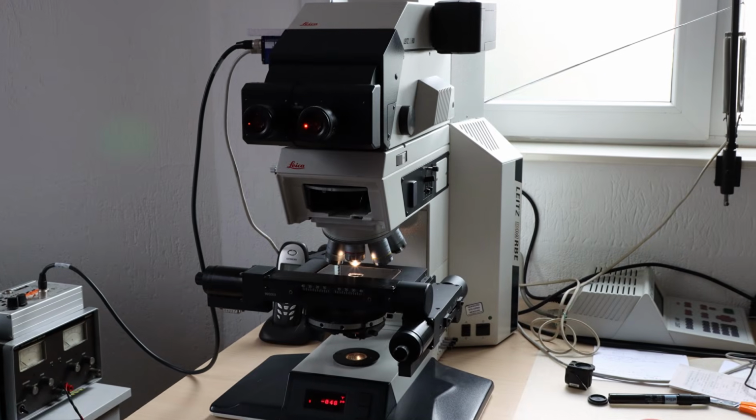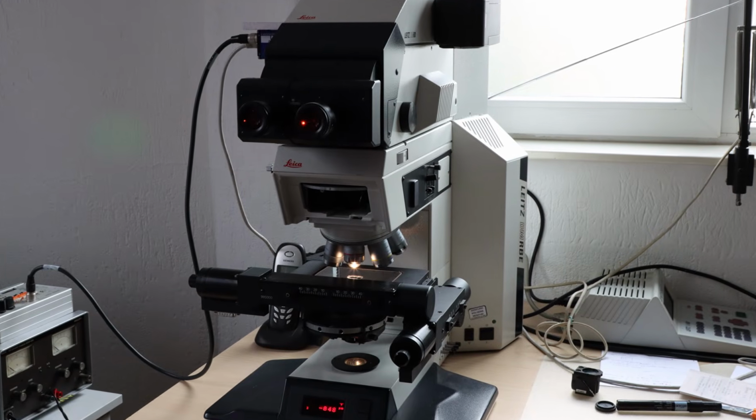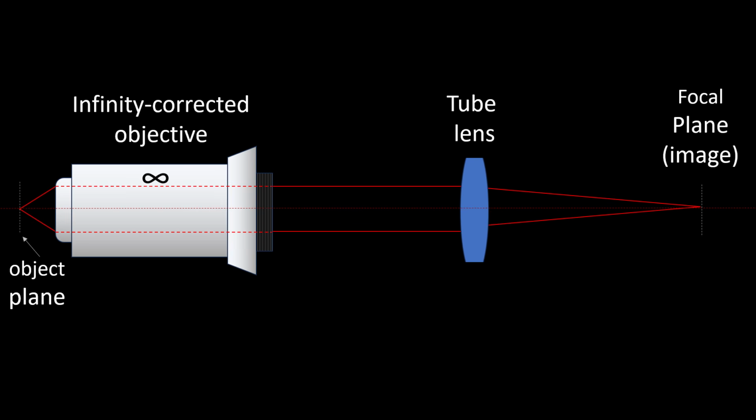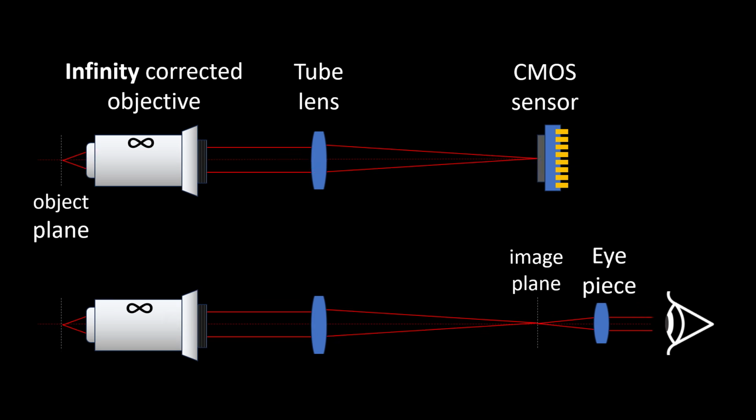Okay, let me show you an experiment that illustrates the effect of numerical aperture in a microscope. Say that this is the schematic of our microscope with the objective depicted here, a tube lens and a focal plane. And we can examine the image that the microscope produces by either placing a CMOS or CCD sensor in the focal plane or look at the aerial image using an eyepiece.